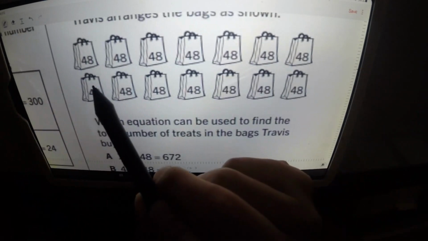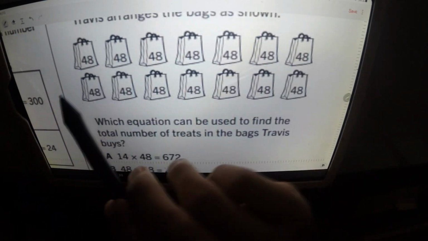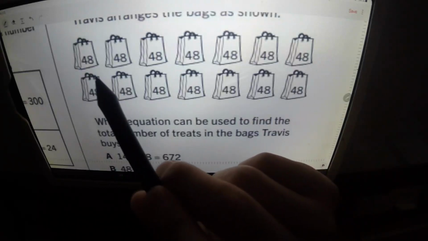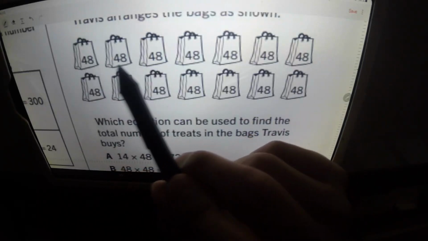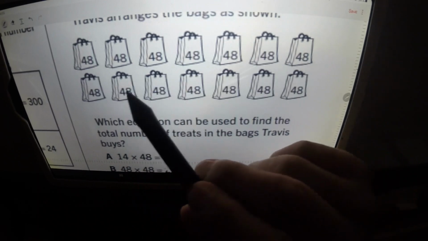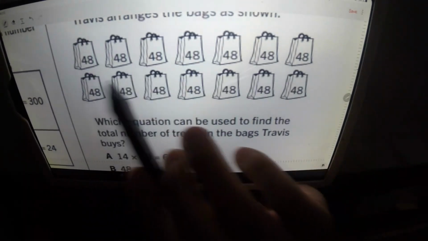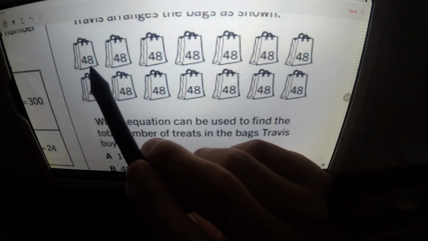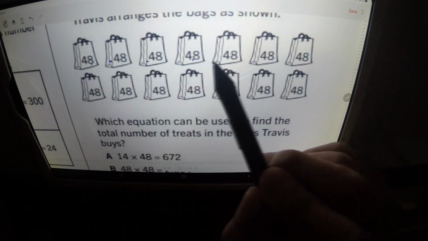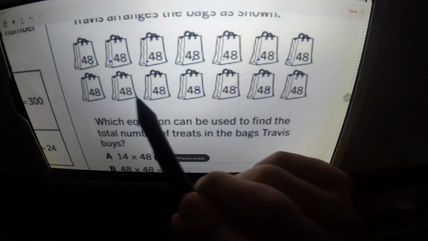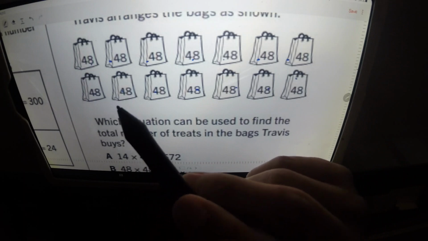So they want to know the total number of treats there are. There are 48 treats in each bag. So this one has 48, 48, 40. So how would you figure that out? How would you figure out how many treats are on all the bags combined together? Let's count the bags. 1, 2, 3, 4, 5, 6, 7, 8, 9, 10, 11, 12, 13, 14. 14 bags.